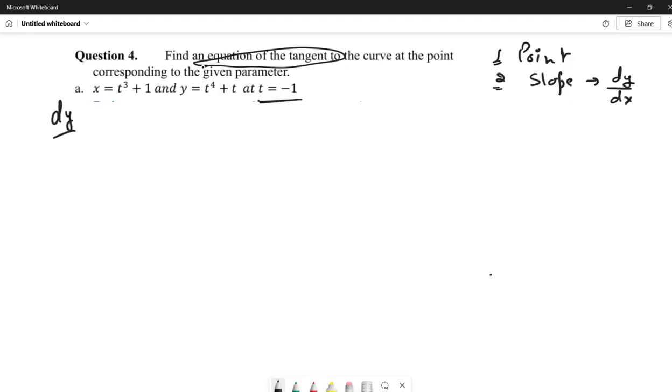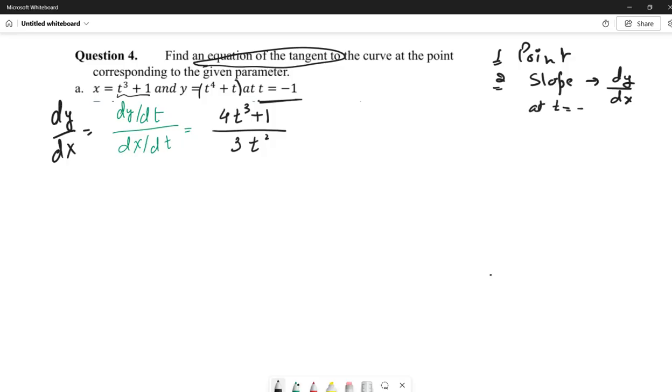Derivative, if we have parametric equations, now each of the x and y are in terms of t. So dy by dx is basically, the formula is dy by dt divided by dx by dt. So the derivative of y with respect to t is 4t cubed plus 1, divided by the derivative of x with respect to t. That's going to be 3t squared. We want to find the slope at t equal to -1. So we are going to put t equal to -1 in dy by dx. This will give us your slope.